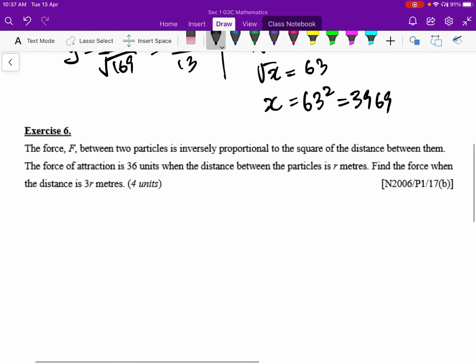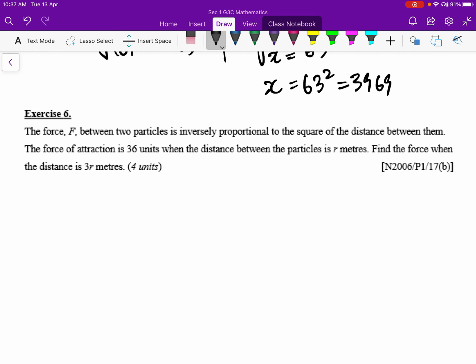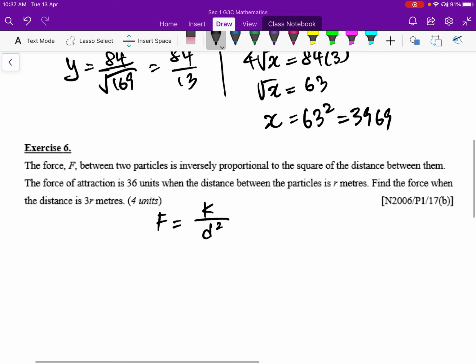Okay, exercise 6. The force between two particles is inversely proportional to the square of the distance between them. Let's write F equals K over distance squared. That is the formula that we generate, yes? So F equals K over D squared.